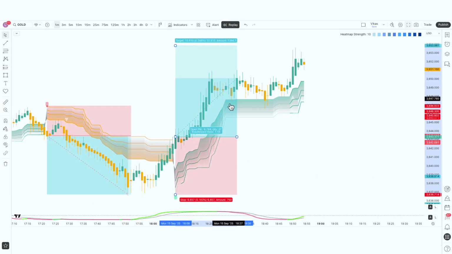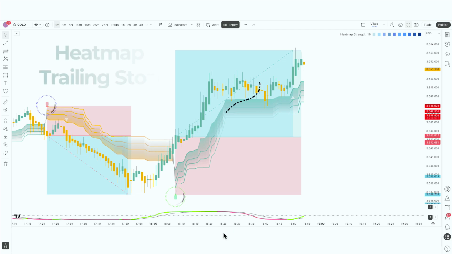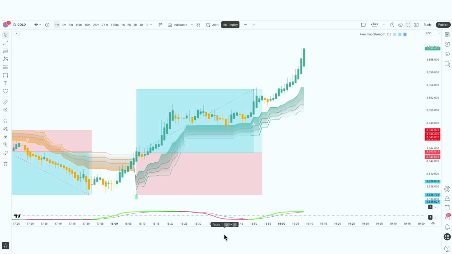First of all, let us know about trading tools. The buy and sell arrow indicator we see in the chart is called the heat map trailing stop indicator. Now we tell you how we want to trade.